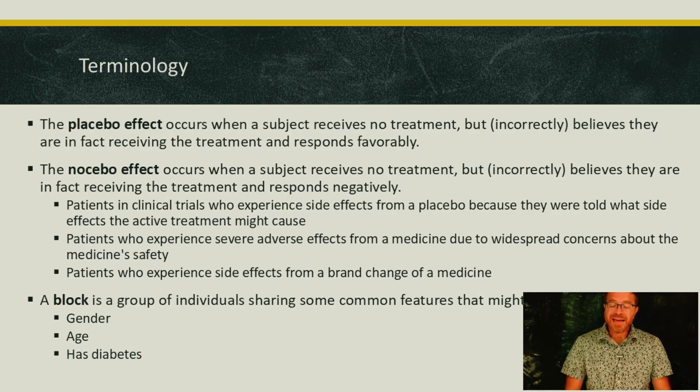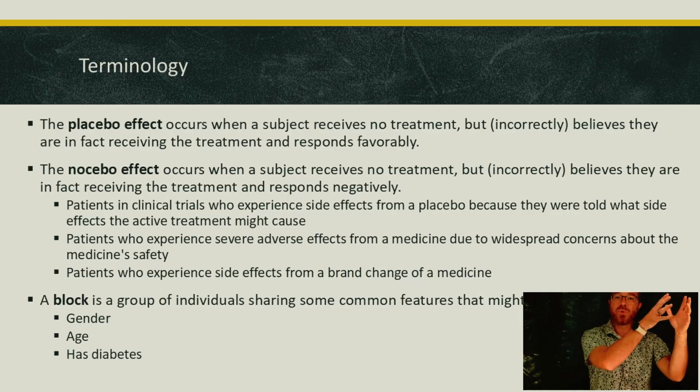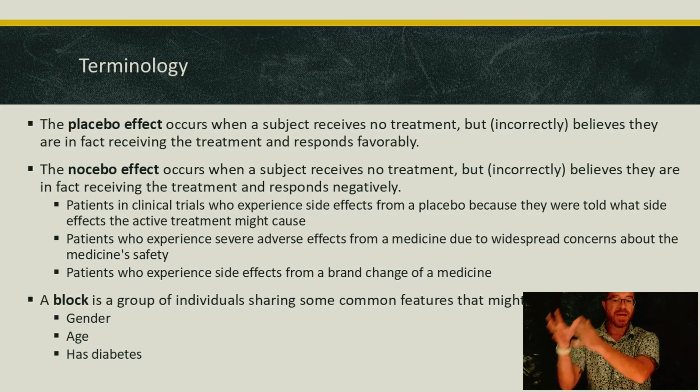Now, a block is a group of individuals sharing some common feature that might affect a treatment. This could be things like gender, age, or something like has diabetes. Now, we talked about grouping people using randomization, where we take the entire sample and randomize into the treatment group and the control group. Well, we also will sometimes use what's called blocking, where we first sort individuals based on this block. This might be something like has diabetes, does not have diabetes. And then within each of those blocks, we have a treatment group and a control group. And within the other block, you'll have a treatment group and a control group.